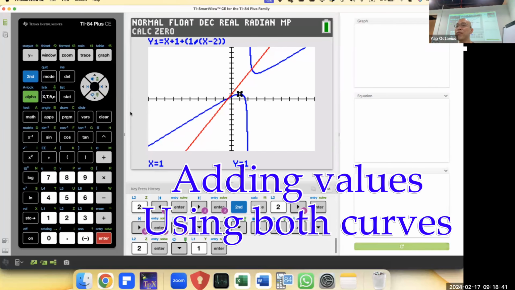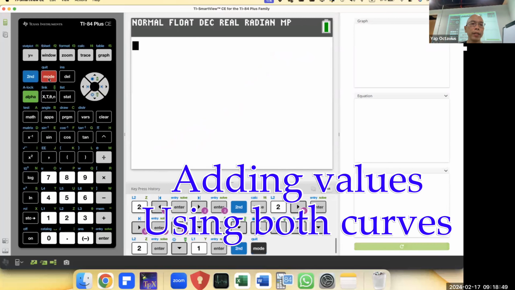Okay, so then outside, right? Let's say you want to add the value, you cannot add here, right? Then how? So you go outside: press second, quit. You quit second mode, you come outside. So now we need to activate.